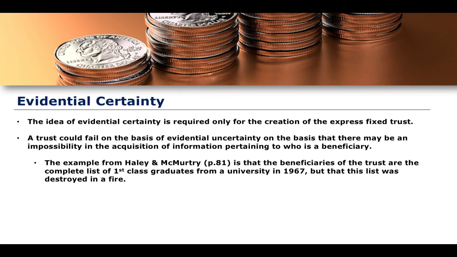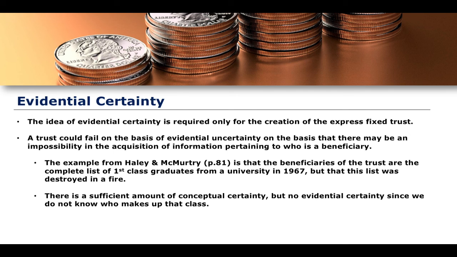But then what if that list was destroyed in a fire in 1969? Well, we have a complete list, because we can say, who are the beneficiaries? It's every first-class graduate from the University of Lincoln in 1967. Oh, great, complete list, certainty of objects. Then let's start going about implementing the trust. Let's start ringing up every single first-class graduate from the University of Lincoln in 1967. Let's find them. Oh, the list itself was destroyed in a fire. Oh, well, it's impossible to acquire the information of who the first-class graduates from the University of Lincoln in 1967 are. This is what we mean by evidential uncertainty.